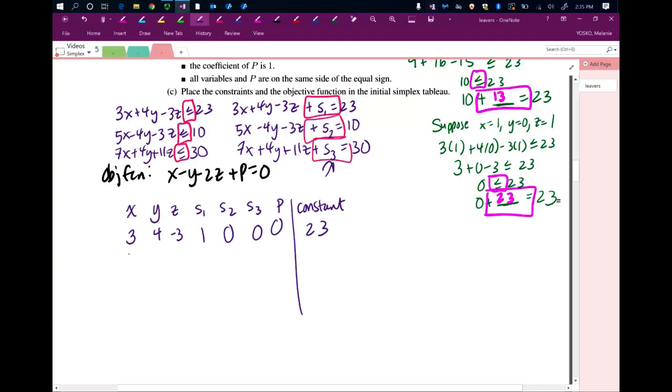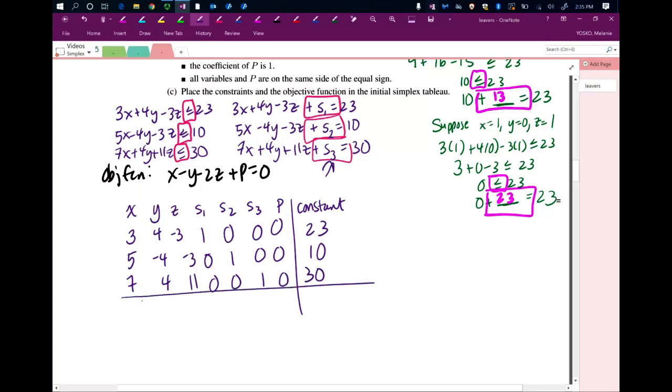Do the same thing with the second equation. 5, negative 4, negative 3. There's not an S1, so 0. 1, 0, 0, 10. Then 7, 4, 11, 0, 0, 1, 0, 30. That's all of the constraints. So we draw a line down here and we put the objective function. 1, negative 1, negative 2, 0, 0, 0, 1, 0. Okay? Sometimes you'll put brackets around it like this, maybe not.